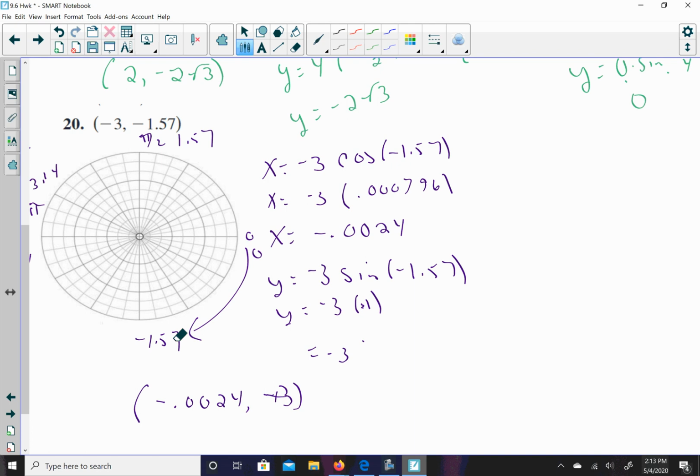So when I plot this point, negative 1.57, negative 3 would be 0, 1, 2, 3. That would be right there. Okay, moving on to the next one.